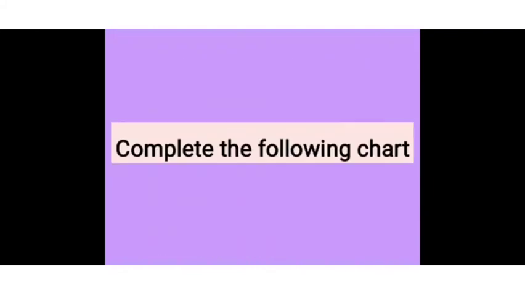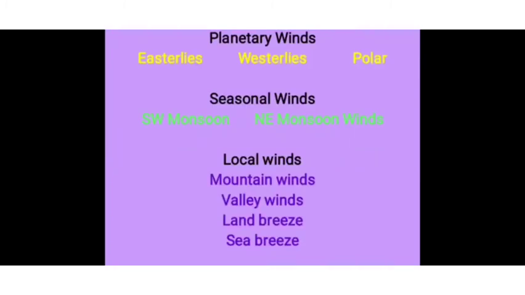Complete the following chart. Planetary winds are divided into three: easterlies, westerlies, and polar winds. Seasonal winds are southwest monsoon winds and northeast monsoon winds. Local winds are mountain winds, valley winds, land breeze, sea breeze. This chart is given in your textbook, so according to the chart, please write down the answers.